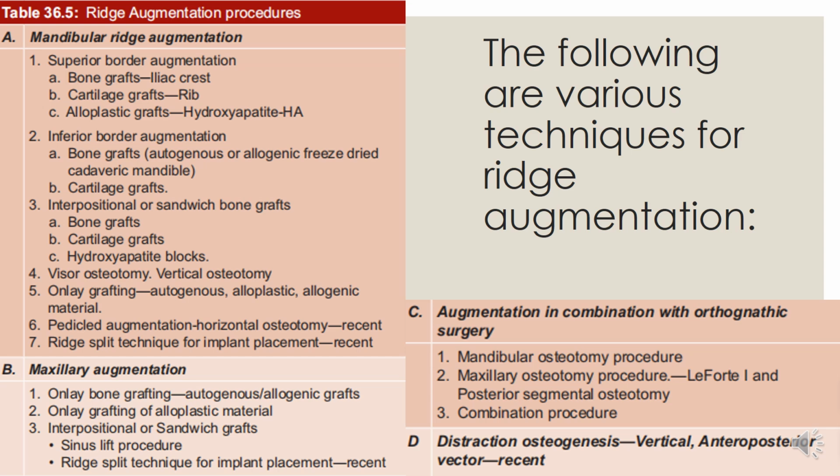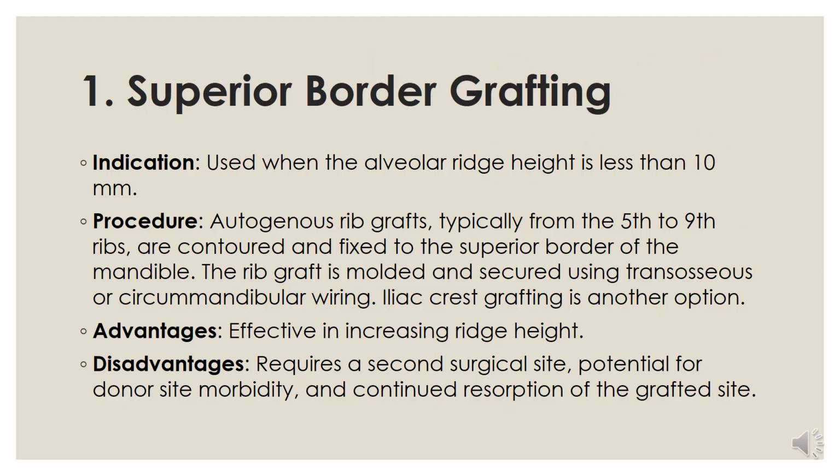For the maxilla, these are onlay bone grafting, onlay grafting of alloplastic material, interpositional or sandwich grafts, which include the sinus lift procedure, and ridge split technique for implant placement. Then augmentation in combination with orthodontic surgery includes the mandibular osteotomy procedure, maxillary osteotomy procedure, combination procedure, and the last one is distraction osteogenesis. Let's take a look at each one.